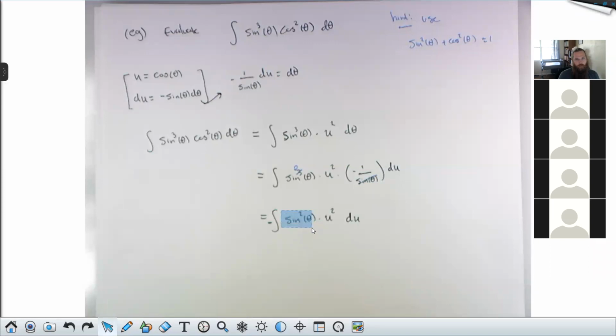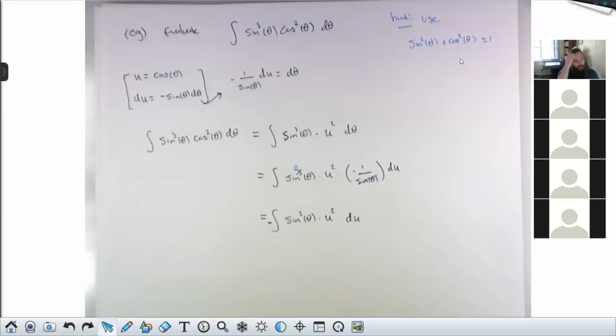How can I rewrite sine squared theta in terms of u when u is cos theta? Can't you do the antiderivative of u? Remember, I can't do any antiderivative stuff until I get rid of all the old variables, right? And I still have the old variable theta here. Well, sine squared theta equals negative cos squared theta. Oh, right.